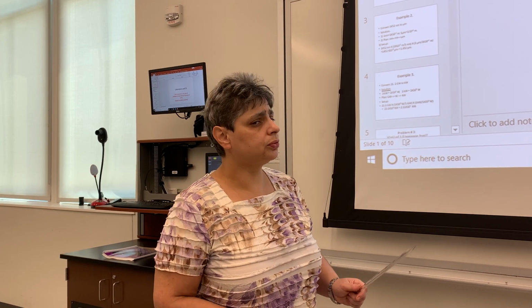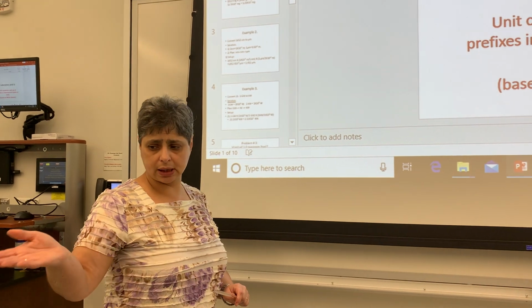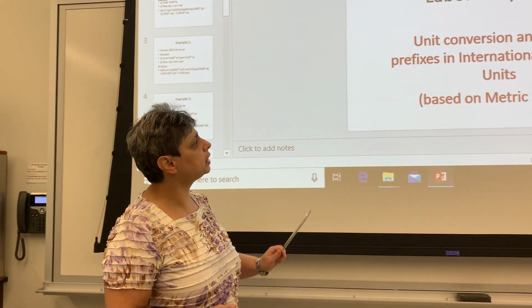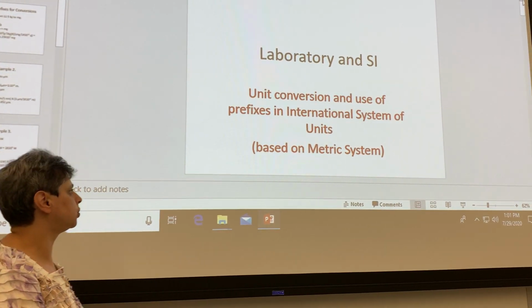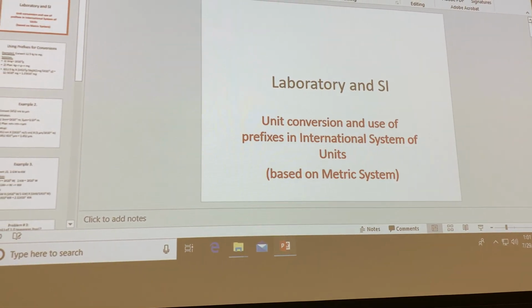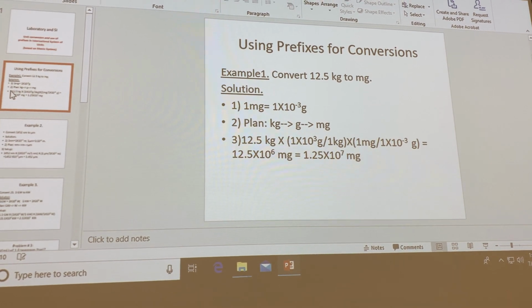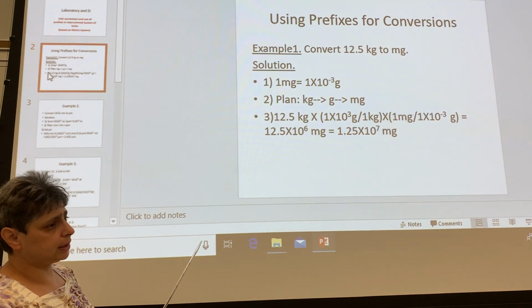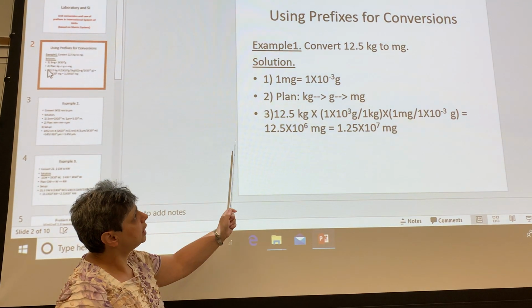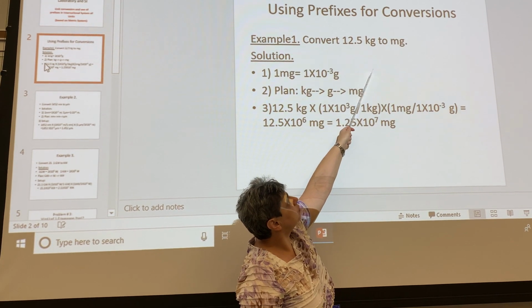So we're going to look at some examples that I pulled, some of them right out of your lab manual, that look at the International System of Units, which is of course based on the metric system. So the first example we're going to look at is use of prefixes in conversions. And the first example I'd like us to take a look at is converting 12.5 kilograms to milligrams.